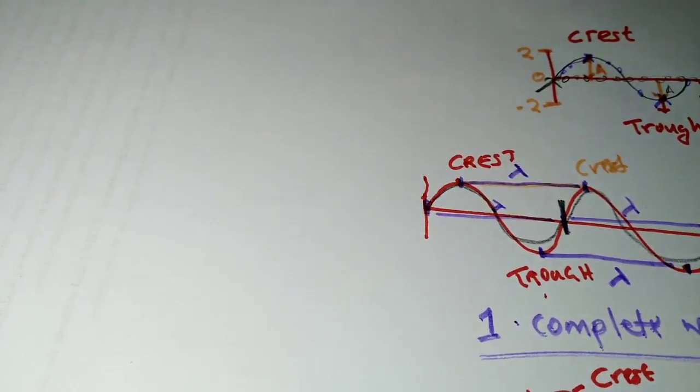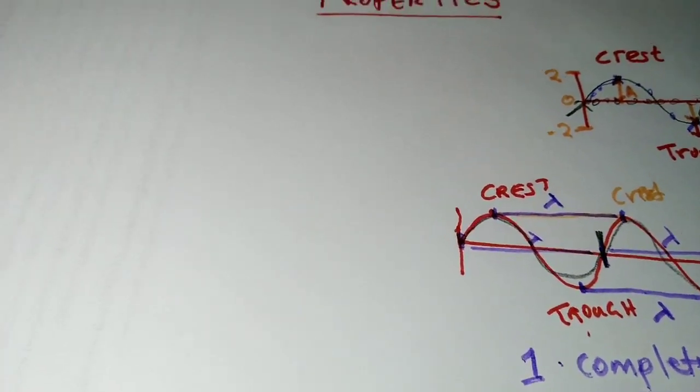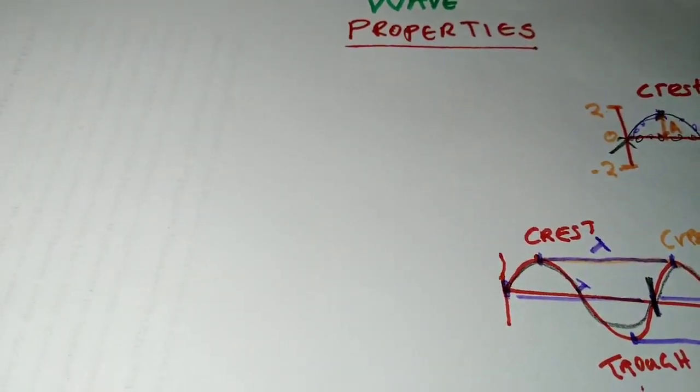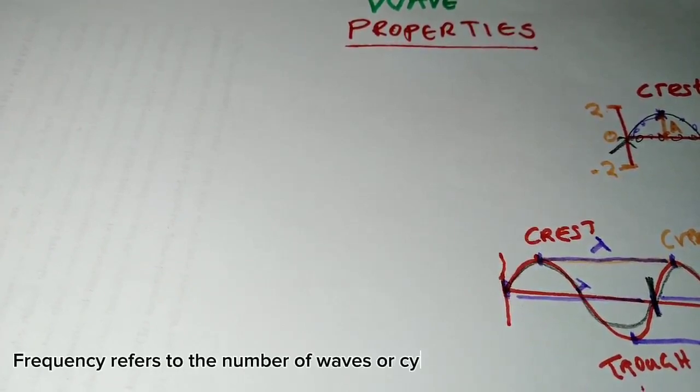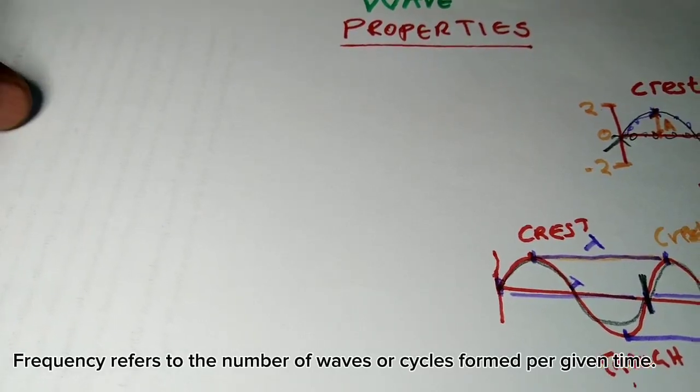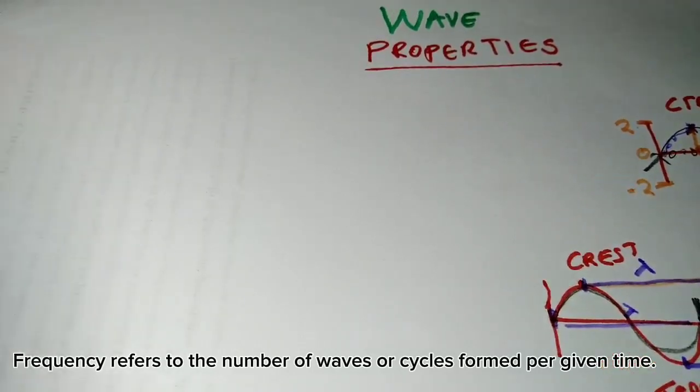Then the next property is the frequency. Frequency is defined as the number of waves formed per second. That's, I think, the simplest definition we can give. That's what frequency is: the number of waves formed per second.